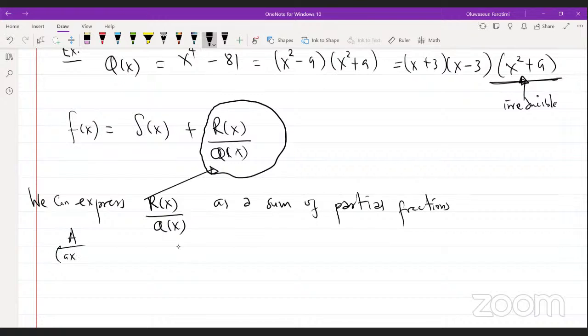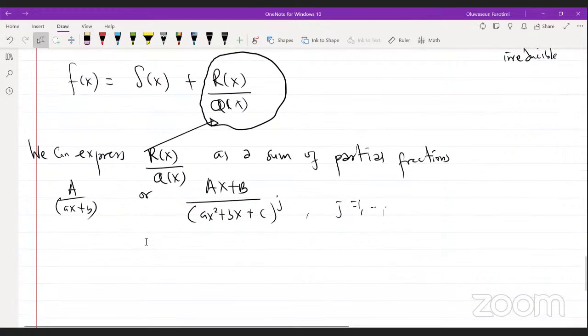Remember, we said it could either be linear, a linear term, or sometimes it could be of this form, ax squared plus bx plus c. You could have a power here. Let's just call it j, where your j can go from 1. So it all depends. Now let's put everything we've learned so far together in perspective.